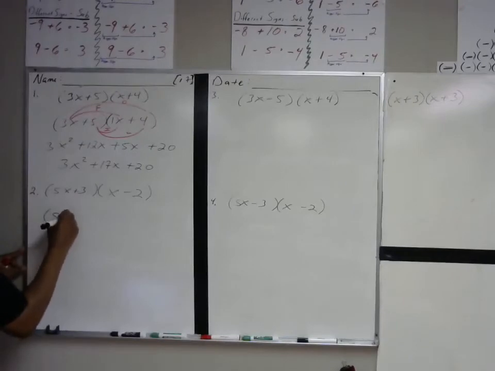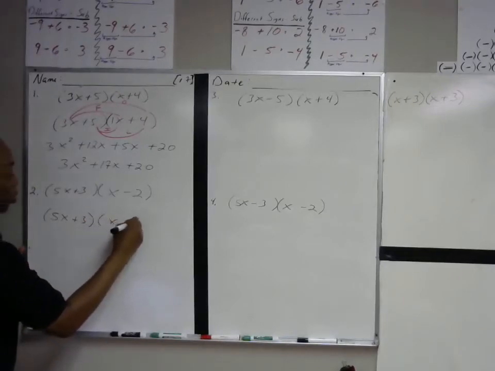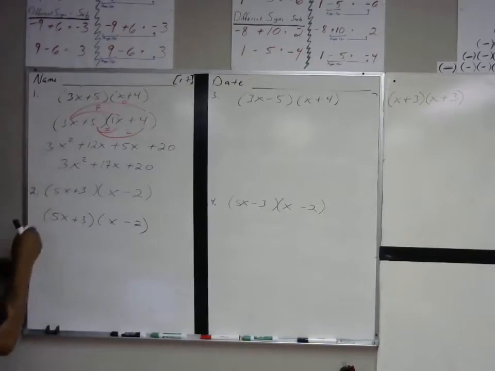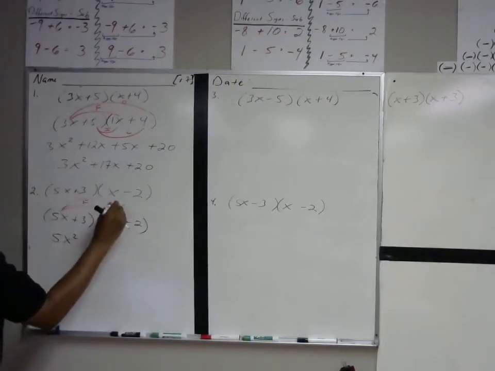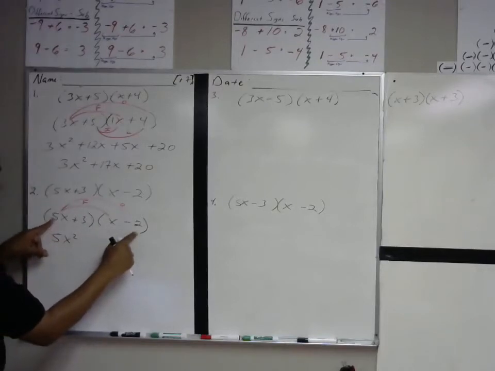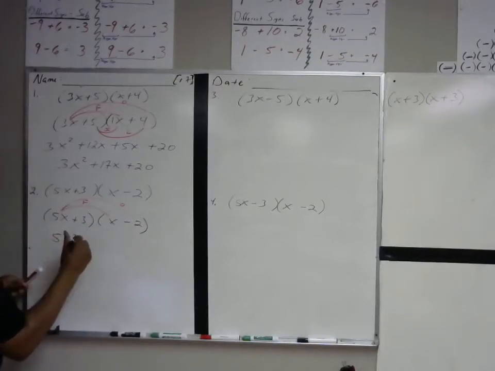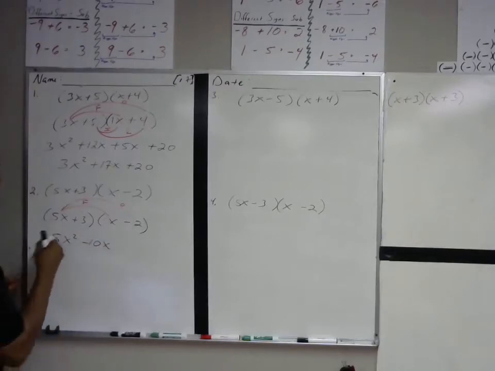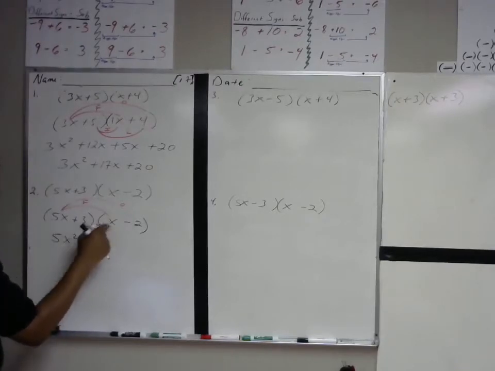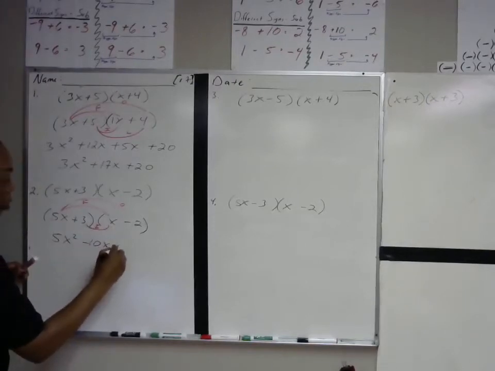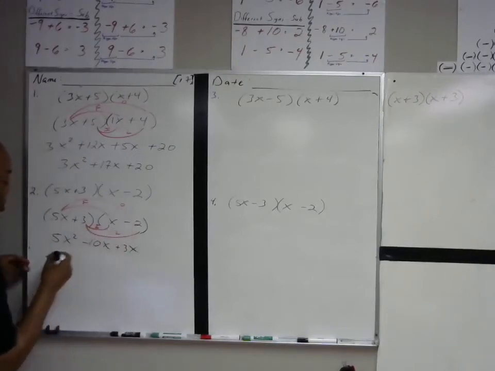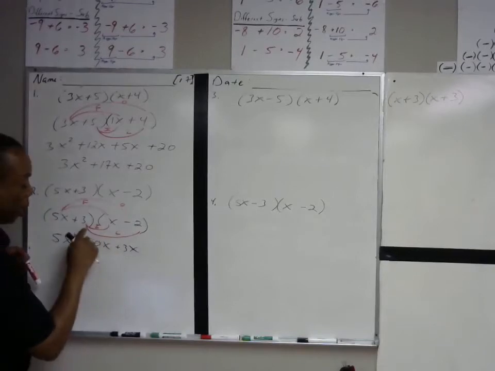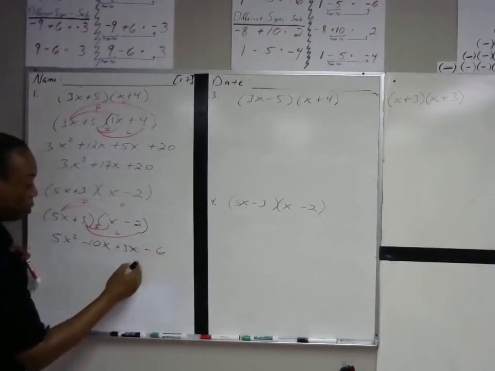Okay. Next, number 2. Again, we're going to repeat the process, repeat the problem, preserve the integrity of the original problem. And we're going to multiply the first terms here, the 5x and the x, to get a 5x to the second power. We're going to multiply the outside terms here, which are the positive 5x and negative 2. And that gives me negative 10x. Multiplying the inside terms, the 3 times the x gives me positive 3x. And then multiplying the last terms, the 3 and the negative 2, gives me a negative 6. Positive times negative is negative, so negative 6.